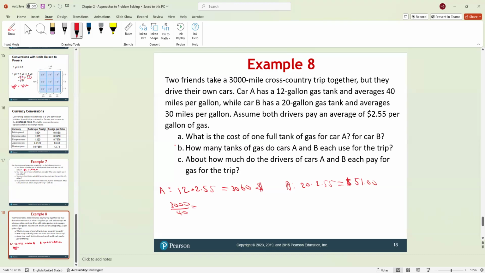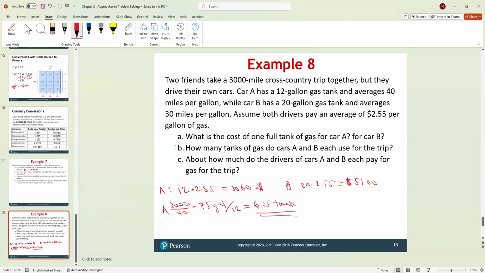Now that you know it's 75, because it's gallons, you need 75 gallons. So how often do you fill up? You do it every 12 gallons. So 75 gallons in total, divided by 12, your calculator should give you 6.25 full tanks, right? You're going to do this with car A, and follow the same example for car B.